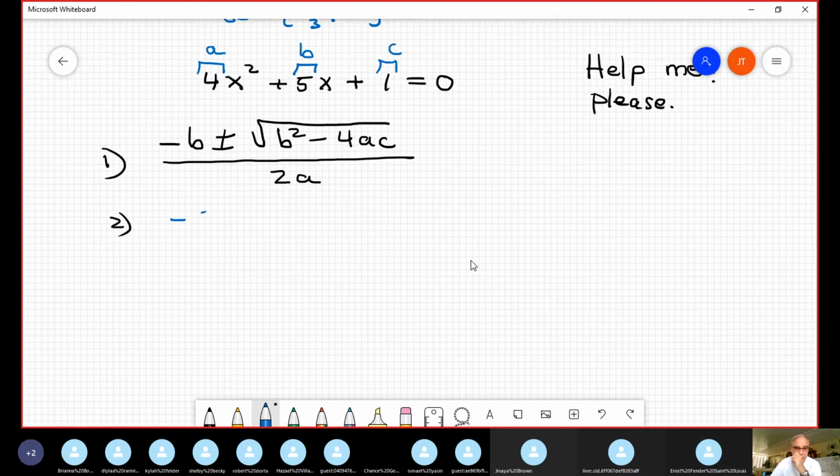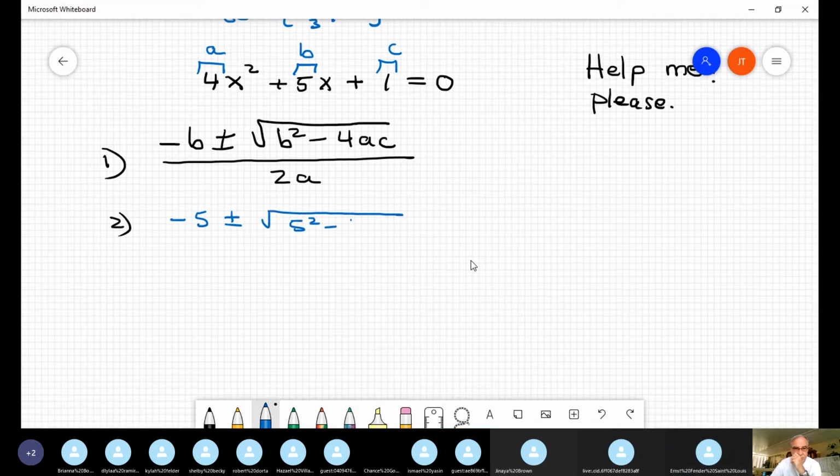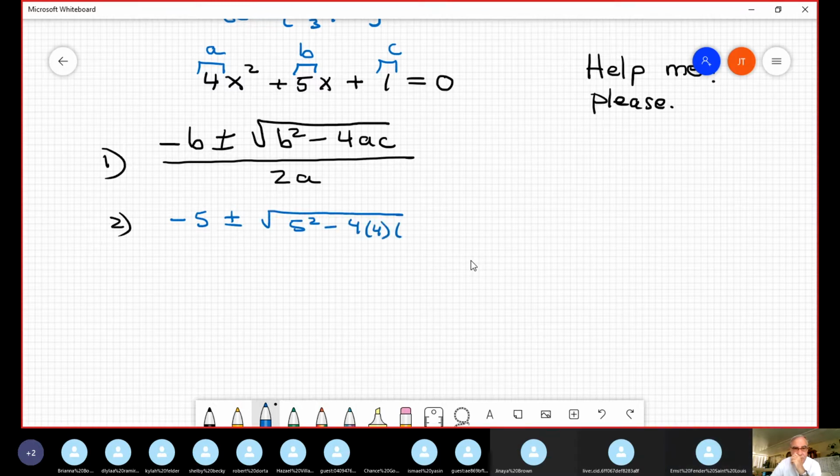So it's negative 5 plus or minus the square root of 5 squared minus 4 times 1 times 4, divided by 2 times 4. Good. Let's compute the expression inside the radical.